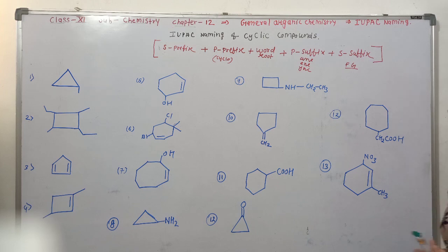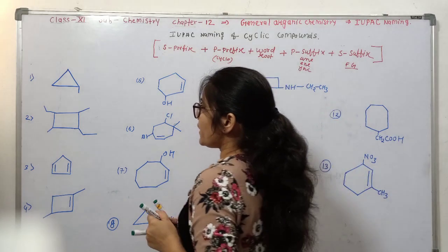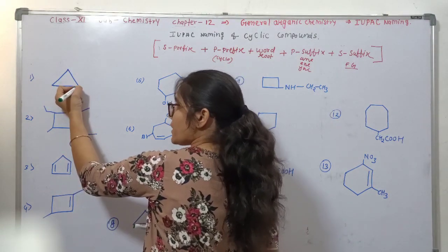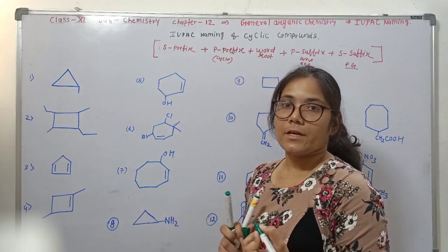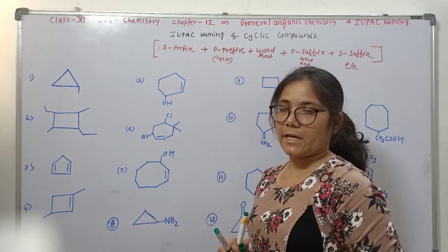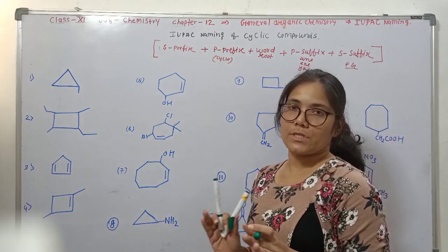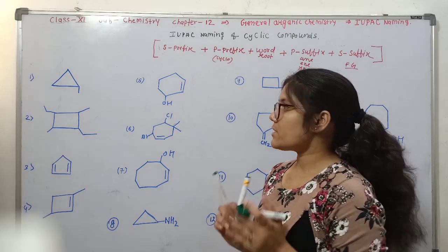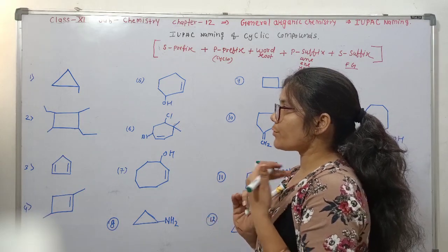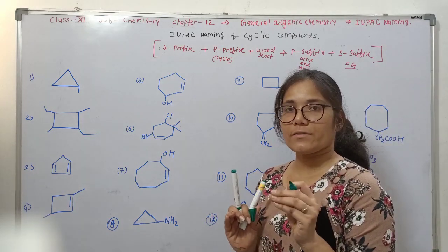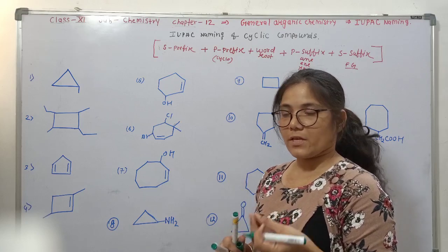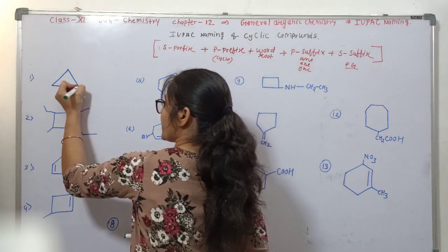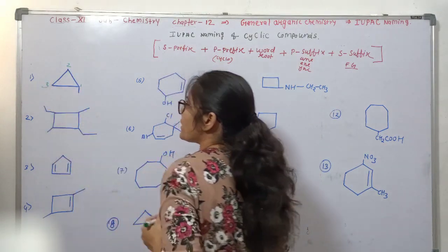Let's practice the compounds. See compound one. It is a 1, 2, 3 carbon compound. Name it. Listen, for the numbering of cyclic compounds, the same rules are applicable as we have followed in chain compounds. Just put your attention on that carbon which is substituted, whether by a substituent or a functional group. So 1, 2, 3. Name the compound.